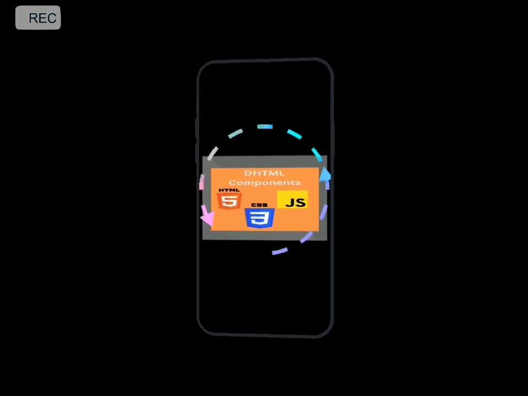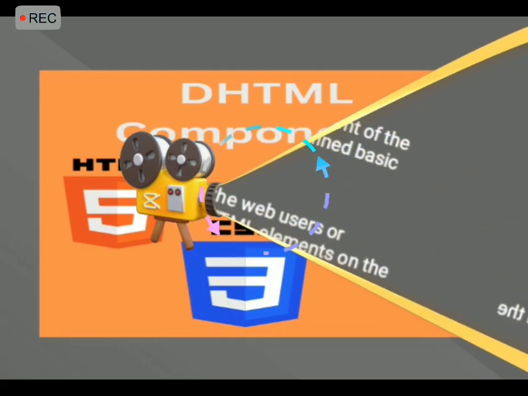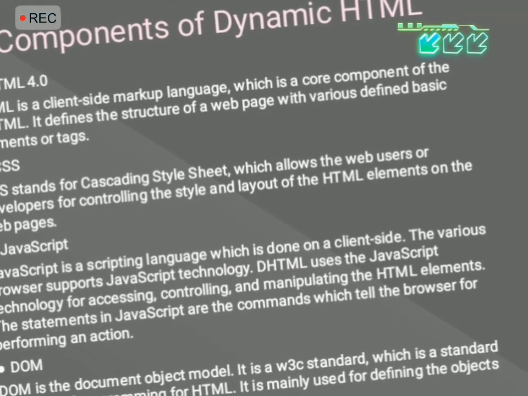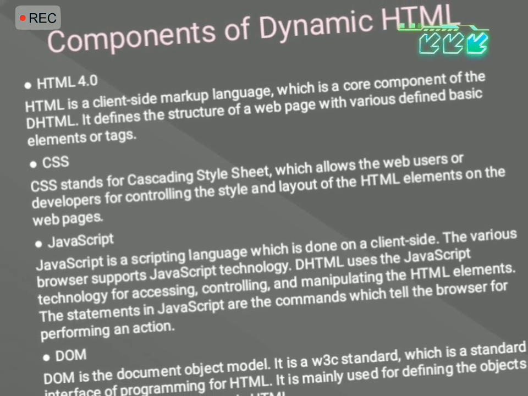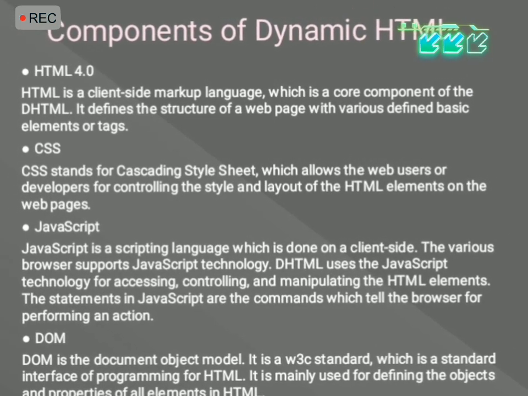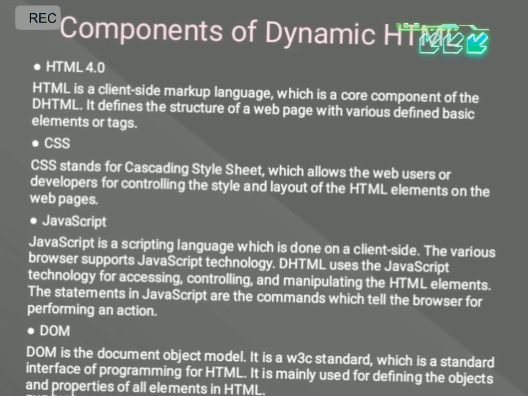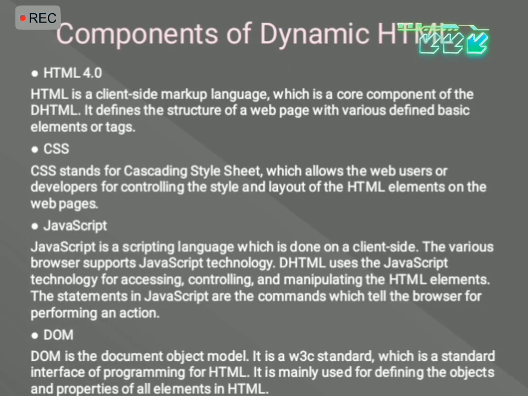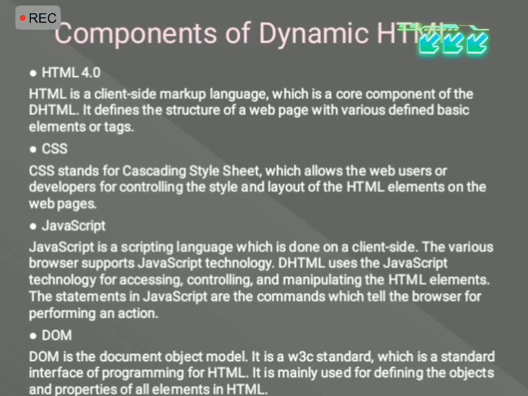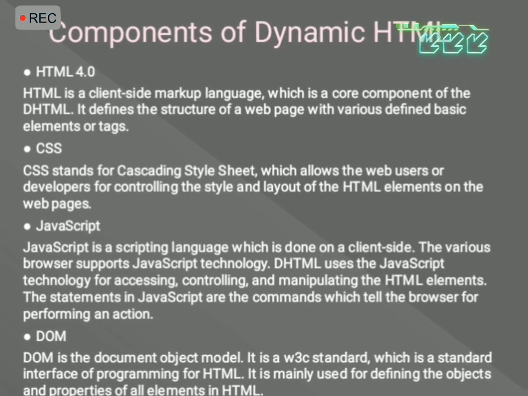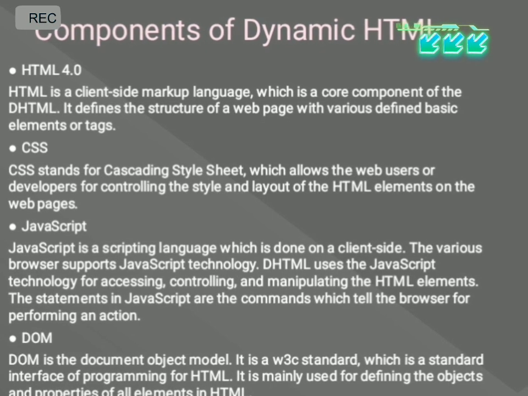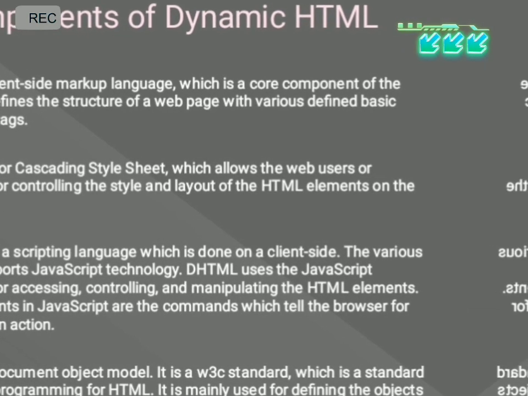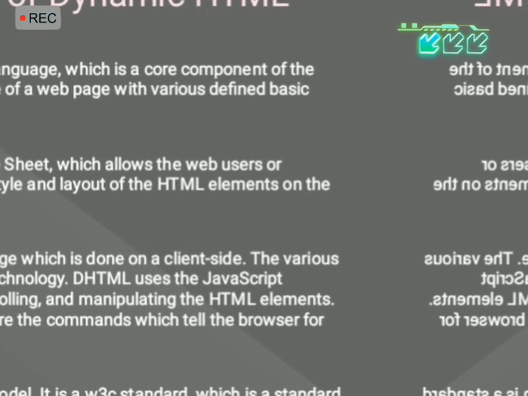What are the components of Dynamic HTML? HTML 4.0. HTML is a client-side markup language which is a core component of DHTML. It defines the structure of the web page with various defined basic elements or tags. In summary, HTML is a foundation of web development, providing the basic structure and framework for creating content-rich and interactive web pages that can be accessed and viewed across different devices and platforms.